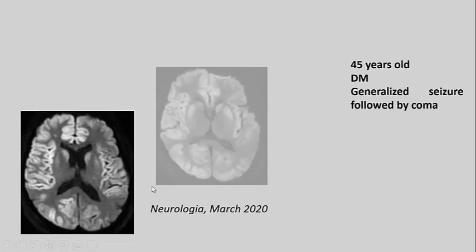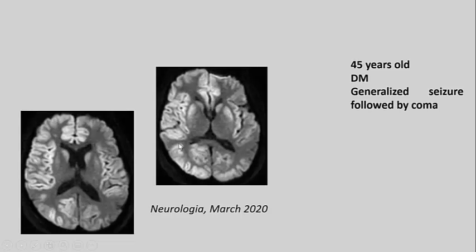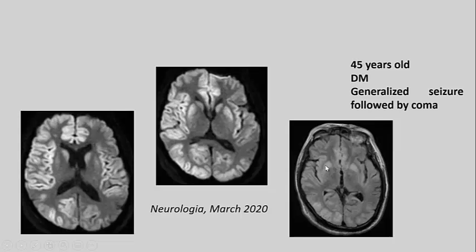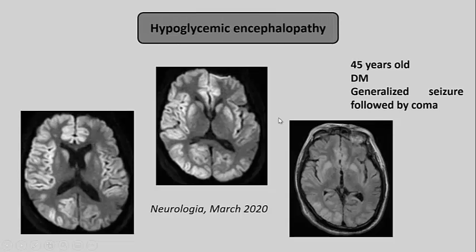Another situation here: a 45-year-old diabetic male who had a generalized seizure followed by a coma. As you can see on the diffusion weighted image, there is bilateral symmetrical cortical and subcortical diffusion restriction, affecting mainly the parietal cortex and frontal cortex, with the caudate and putamen, and also some changes in FLAIR images. From the history and from the findings, you are dealing with hypoglycemic encephalopathy.